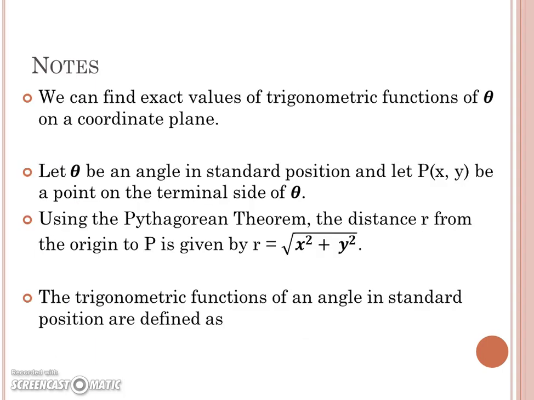Alright. We can find exact values of trigonometric functions of theta on a coordinate plane. So theta is an angle in standard position with the coordinate point x, y, and that's the point on a terminal side of theta. Using the Pythagorean theorem, all we have to do is find r equals the square root of x squared plus y squared.